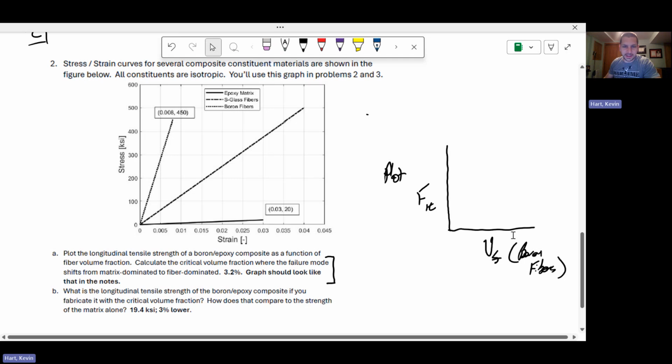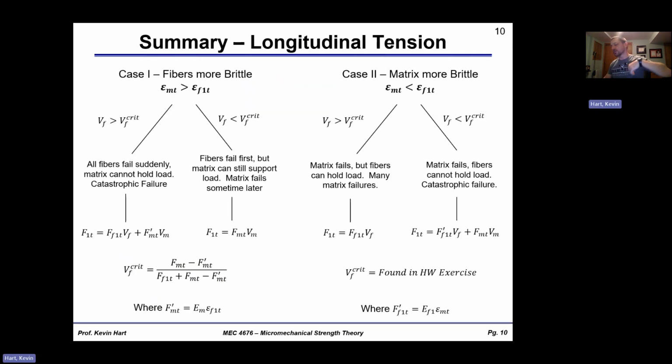Okay, so this is just getting back to this flow chart for understanding how longitudinal tension works. So when you have these longitudinal tensile type problems, you need to understand, all right, are my fibers more brittle? Is my matrix more brittle? And am I below or above the critical volume fraction? Once you figure those 2 things out, you can follow the pathway down to see which equation you should use to calculate strength. All right, so let's think first, are our fibers more brittle or is our matrix more brittle?